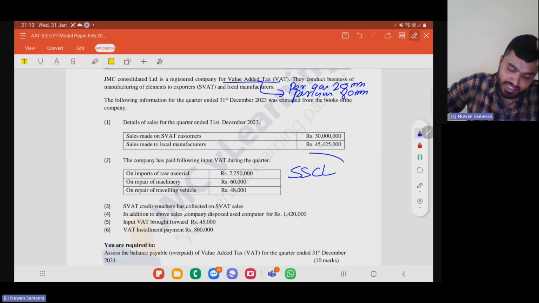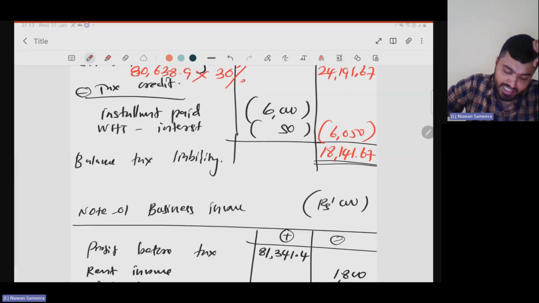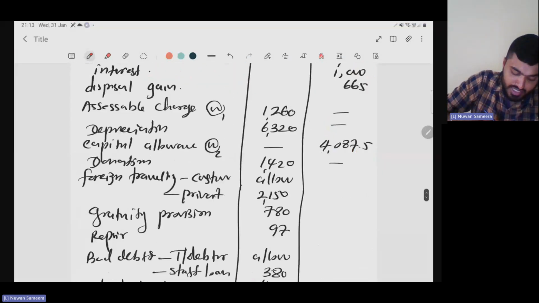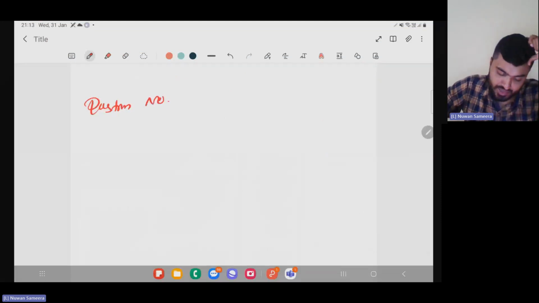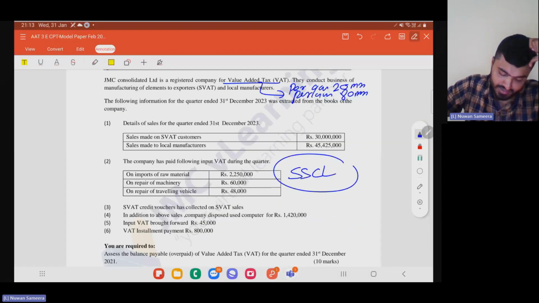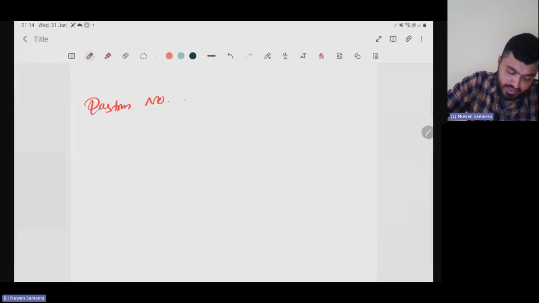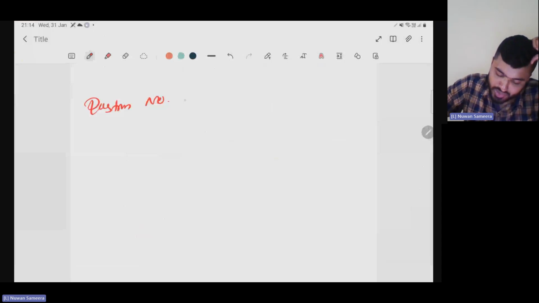So we can do that. So here then how we can apply that. Question number 7, hopefully. Yes, 7, right? Output VAT. Output VAT we can simply calculate. SVAT supply, this is a nominal. So this will not be received in cash.